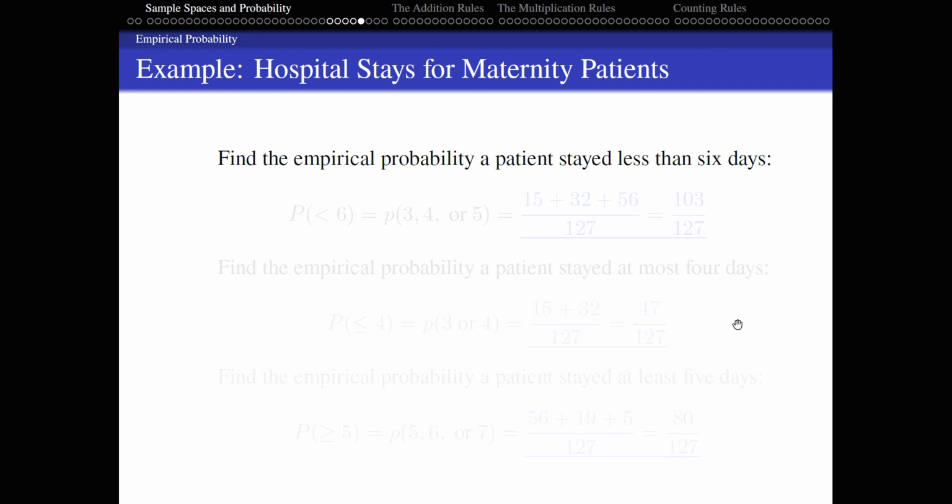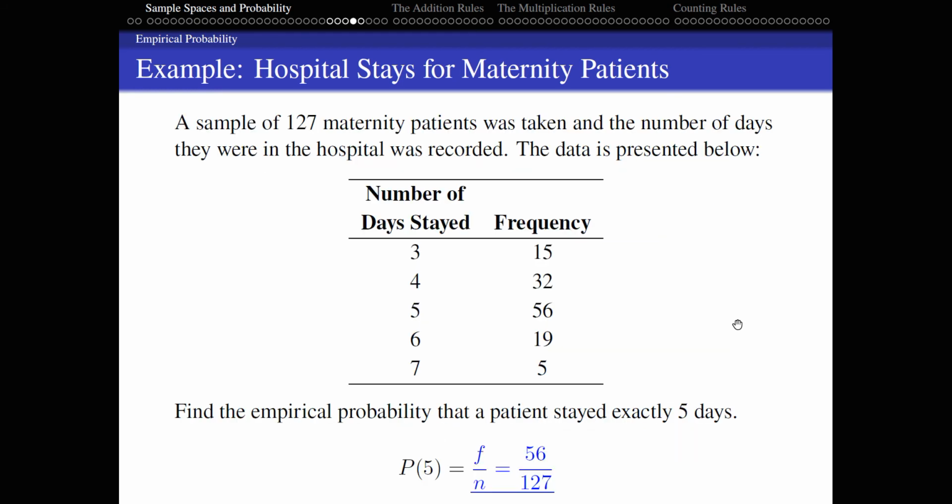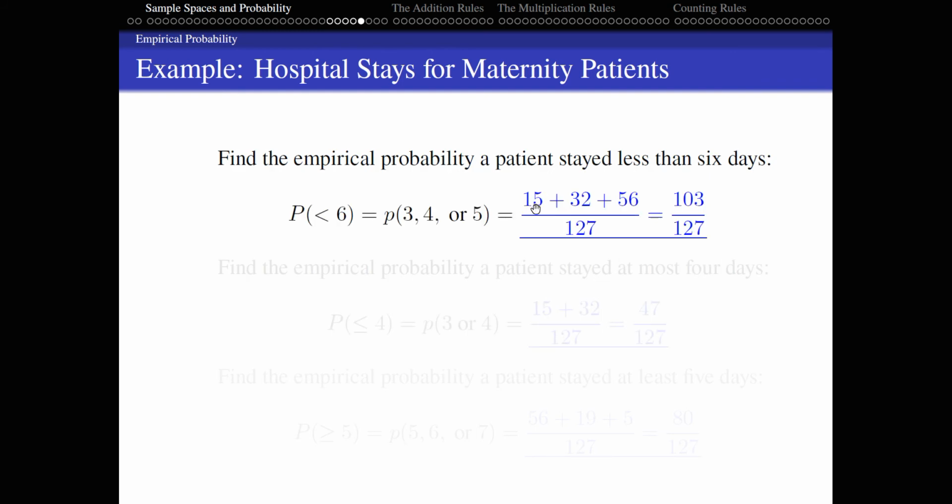Find the empirical probability a patient stayed less than 6 days. Pause it and give it a shot. Okay, so less than 6 days. Here's 6. 6 doesn't count, it's just less than. So 3, 4, or 5 are less than 6 days. So we've got 15, 32, 56. Add all those up to get 103. Divided by 127, the probability of less than 6 days is 103 divided by 127, our empirical probability.